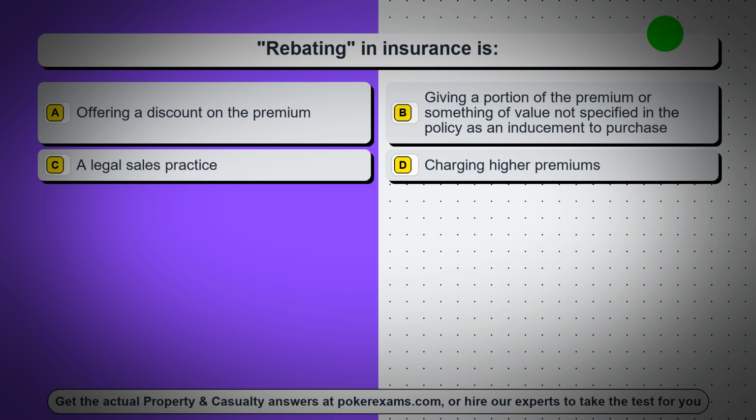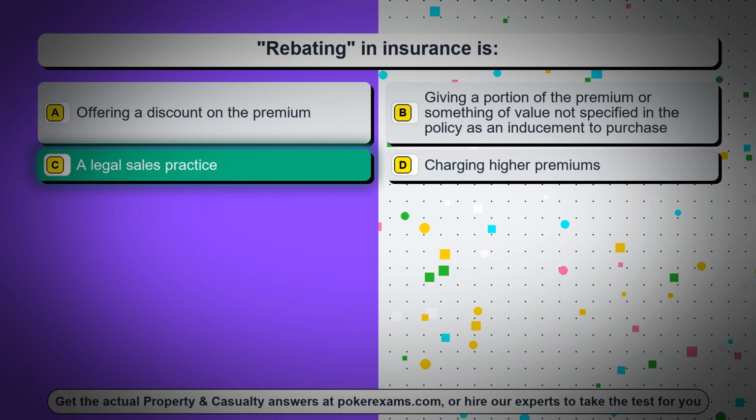Question 51. Rebating in insurance. Option A, offering a discount on the premium. Option B, giving a portion of the premium or something of value not specified in the policy as an inducement to purchase. Option C, a legal sales practice. Option D, charging higher premiums.